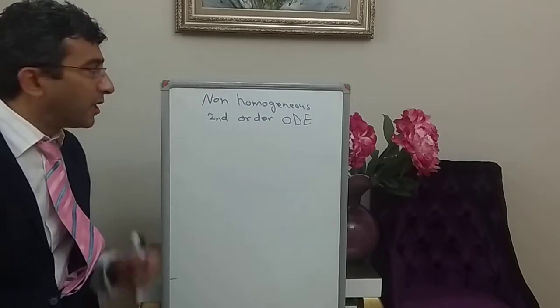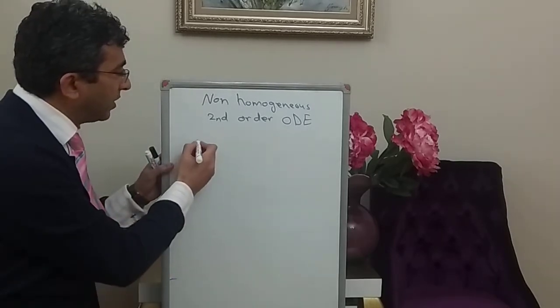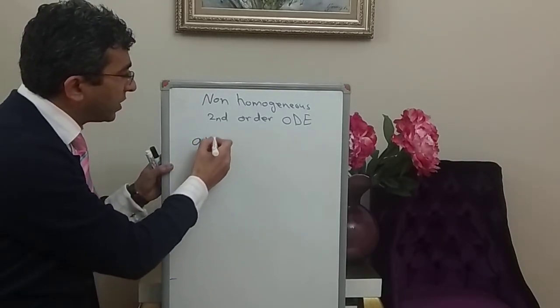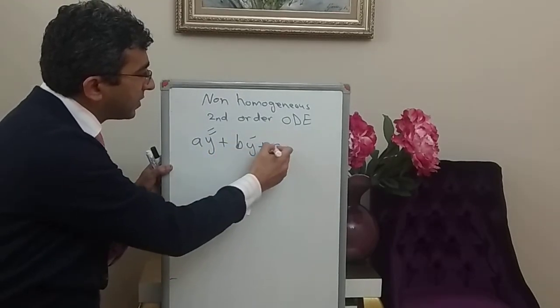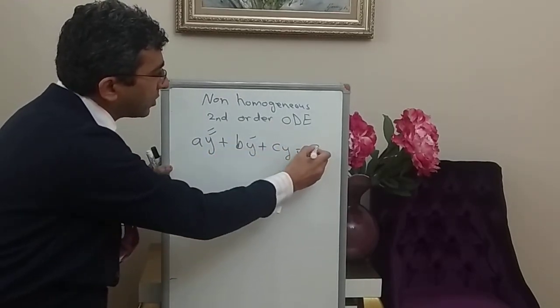The non-homogeneous second order differential equation is in this form, with constant coefficients: a y double prime plus b y prime plus c y is equal to a function q of t.